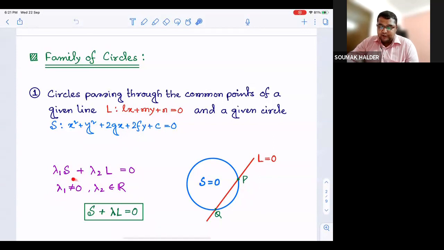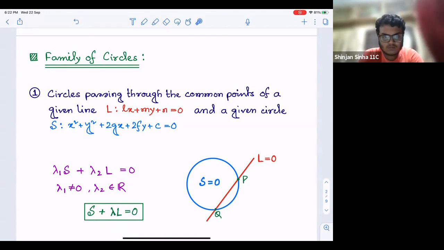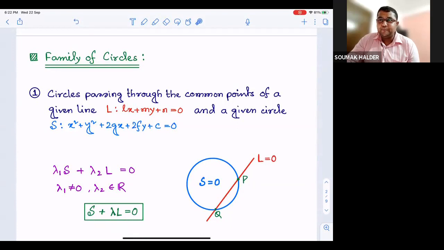And as we are getting lambda 1 as a non-zero real number, we can divide the whole equation by lambda 1 and get it with a single parameter in the form of S plus lambda L is equal to 0. So we can conclude that if we are treating a circle S is equal to 0 and a given line L is equal to 0, then any circle which can pass through their point of intersection can always be represented as S plus lambda L is equal to 0.